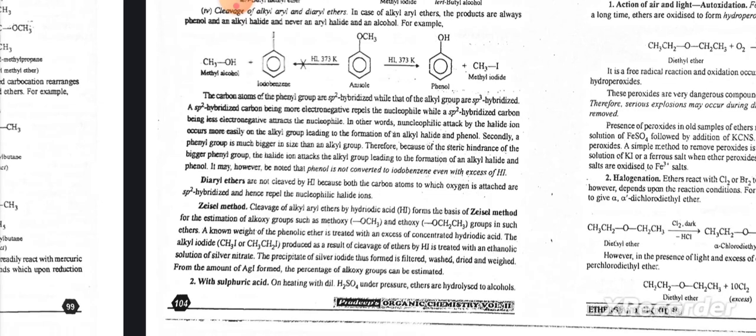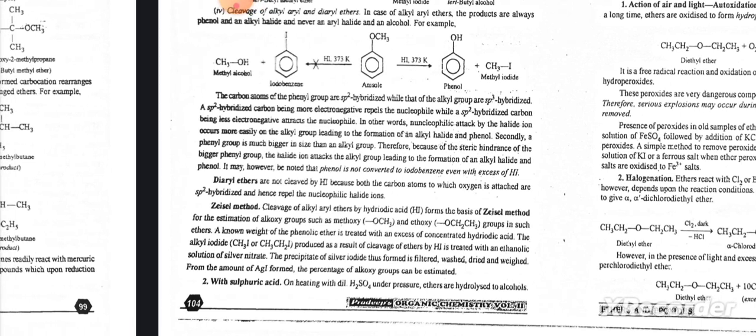Ziesel method: cleavage of alkyl aryl ethers by hydroiodic acid forms the basis of the Ziesel method for the estimation of alkoxy groups such as methoxy and ethoxy groups. In such ethers, a known weight of the phenolic ether is treated with an excess of concentrated hydroiodic acid. The alkyl iodide produced as a result of cleavage of ethers by HI is treated with an alcoholic solution of silver nitrate. The precipitate of silver iodide thus formed is filtered, washed, dried, and weighed. From the amount of AgI formed, the percentage of alkoxy groups can be estimated.